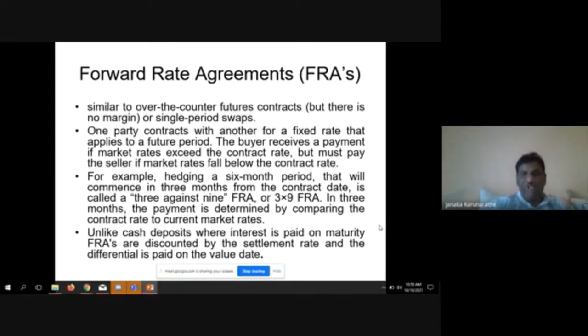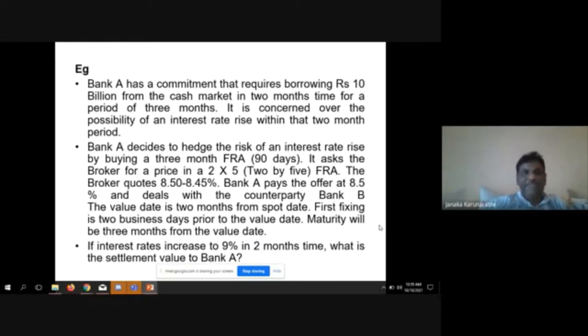So we are not going to discuss the settlement and all those things in detail, but if you are a trader, you know how these things happen practically. We want to highlight the concept. Now, for example, a bank has a commitment that requires borrowing 10 billion from the cash market in 2 months' time for a period of 3 months. So it is concerned over the possibility of an interest rate rise within the 2 months period.